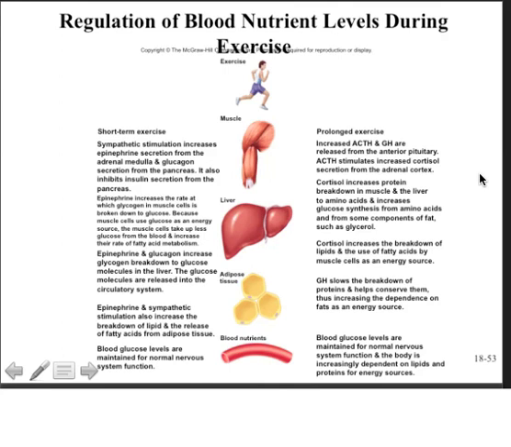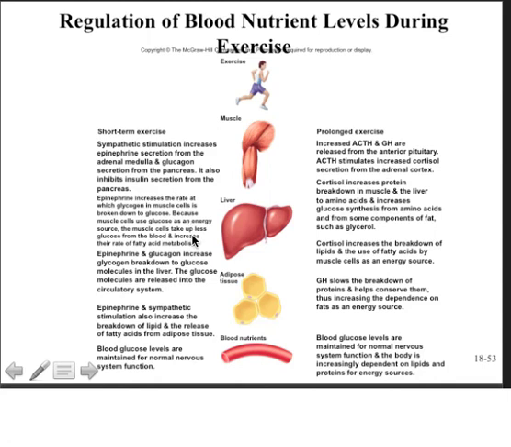Okay, this is just a look at how blood nutrient levels during exercise will change. We can start here on the left-hand side. When we exercise, what happens? Well, we're going to have a higher demand for nutrients because we're performing activity, so we need to generate energy. So sympathetic stimulation increases epinephrine secretion from the adrenal medulla and glucagon from the pancreas, and it also inhibits insulin secretion from the pancreas. So what happens is that our blood sugar levels are going to begin to climb, and that's in order to get fuel to the muscle so it can do its job.